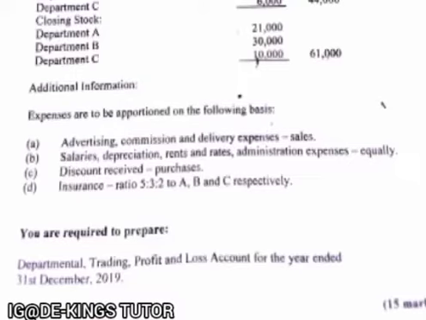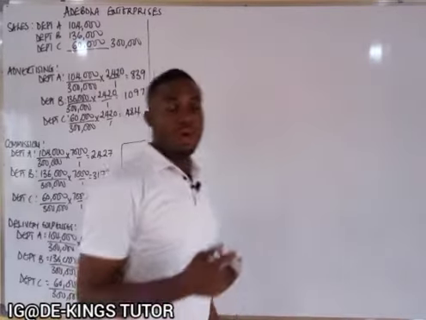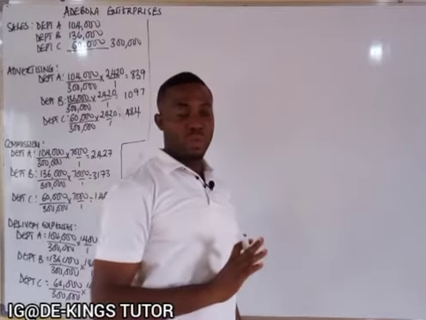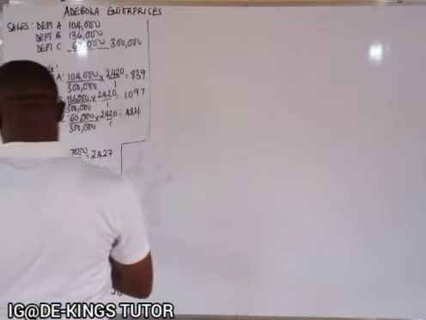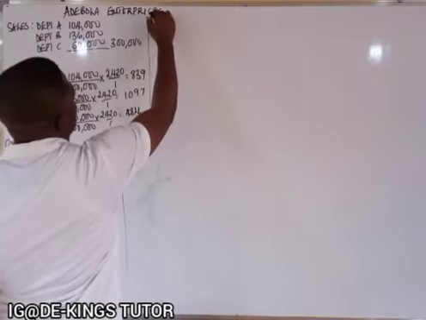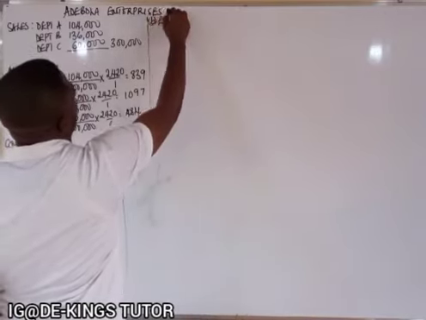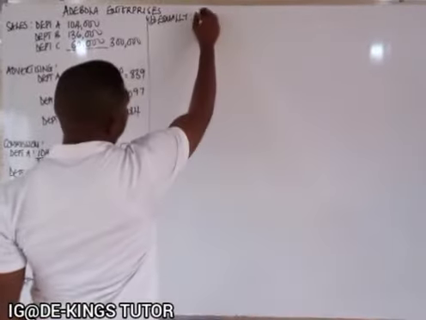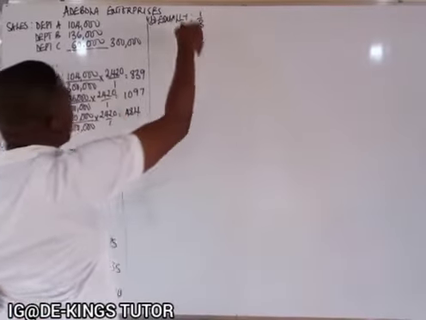Now the next one, which is B, they said salaries, depreciation, rent and rates, and administration expenses are to be apportioned equally. Since they said equally and we have 3 departments, it means 1/3 for each. So let's get the ratio for equally. The next one is B. It said equally. Since we have 3 departments, it will be 1/3 for them.